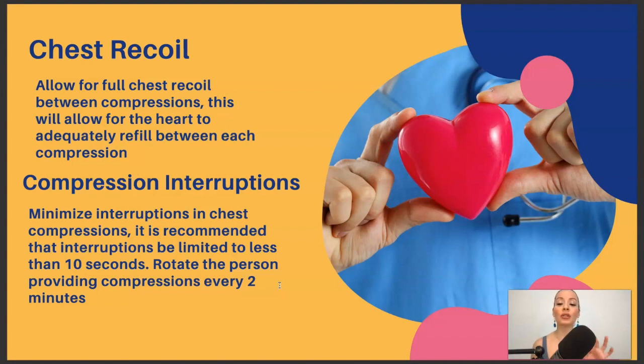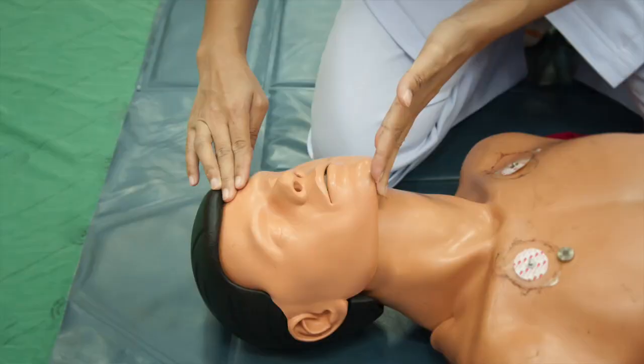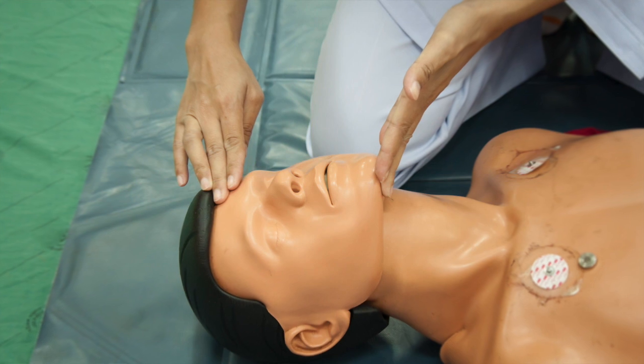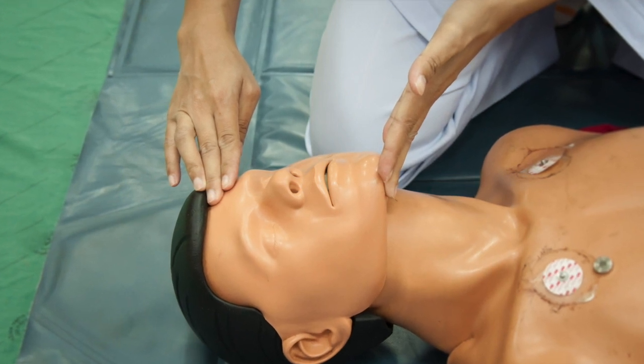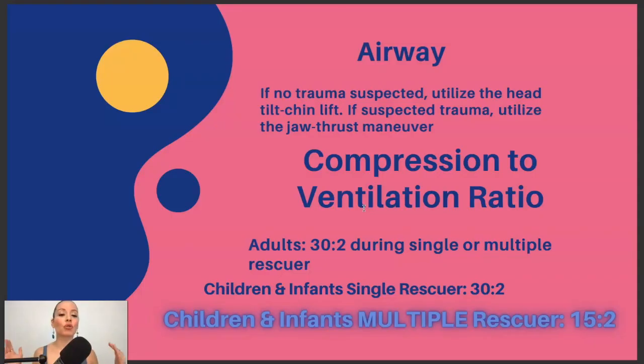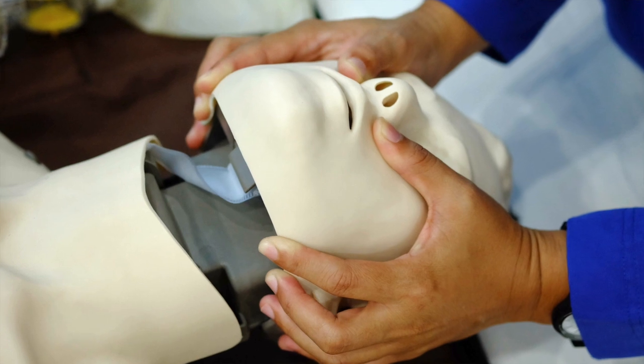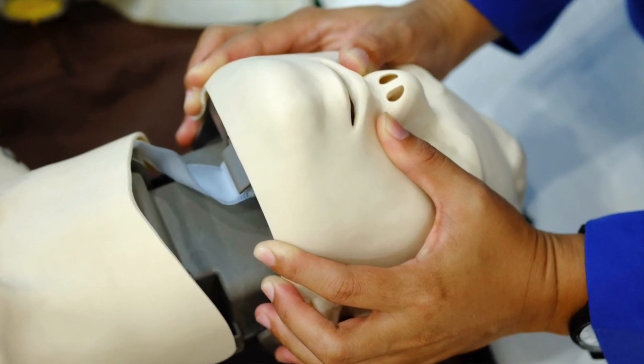You rotate the person providing compressions every 2 minutes. If no trauma is suspected, you can utilize the head tilt chin lift, so you can actually move them, but you don't want to move someone's spine if there's been trauma. So if there's suspected trauma, you utilize the jaw thrust maneuver where you thrust their jaw forward, and that also helps open up the airway.